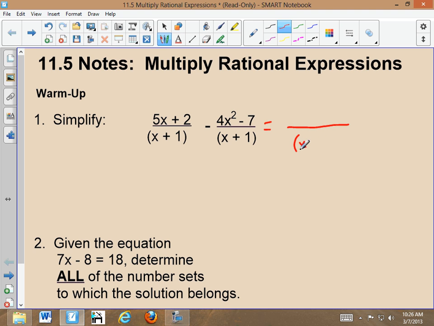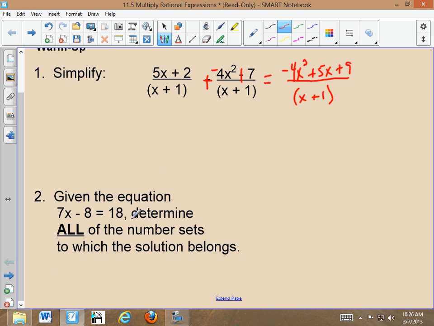Okay, we're subtracting, so the bottoms stay the same. I have an x squared. Oop, that's a negative, so I'm going to change that to a positive. That becomes negative. That becomes positive. I don't have any other x squared, so it stays negative 4x squared. I don't have any other x's, so it stays positive 5x. 2 plus 7 is plus 9. That's my answer. We're not going to do number 2.